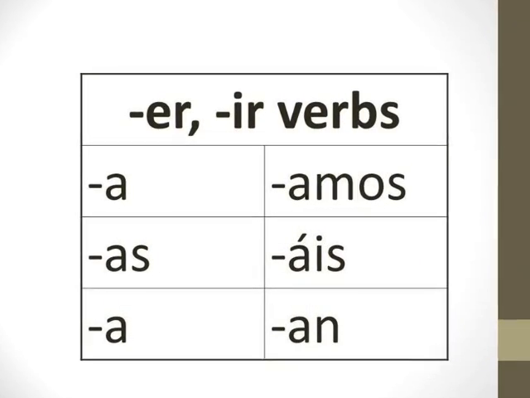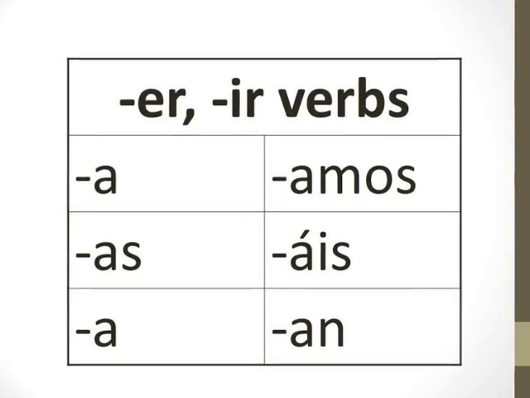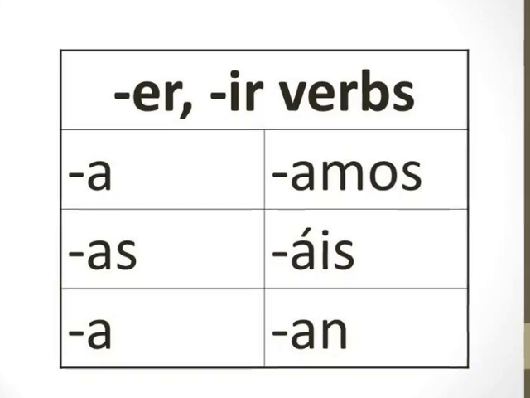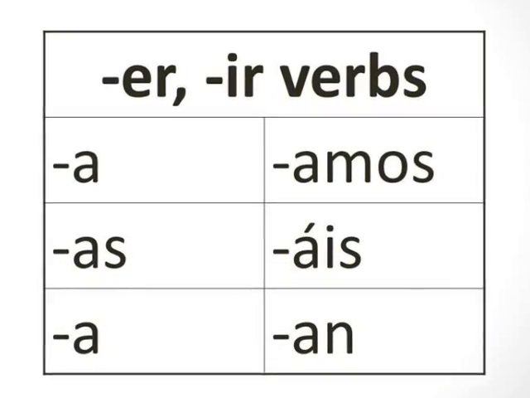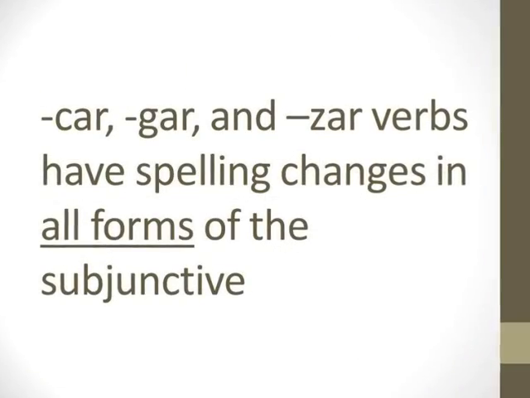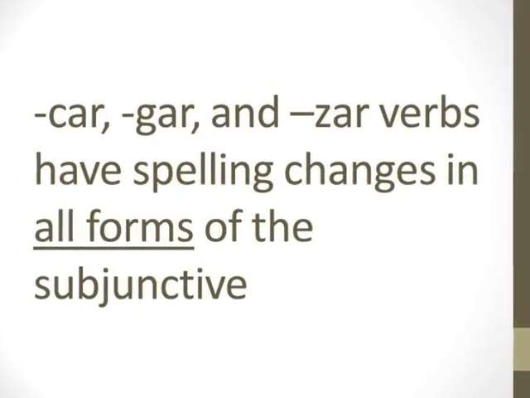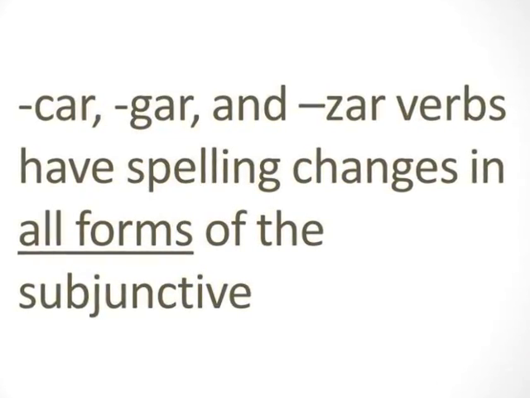Here are our endings for the ER, IR verbs. Again, when we say opposite ending, what we mean is that instead of E's at the end of these endings, we're going to use A's. So in Spanish, E is the opposite of A, and A is the opposite of E and I. One other kind of verb that you're probably going to want to use is a verb ending in car, gar, or zar. These are going to have their spelling changes in all forms of the subjunctive.